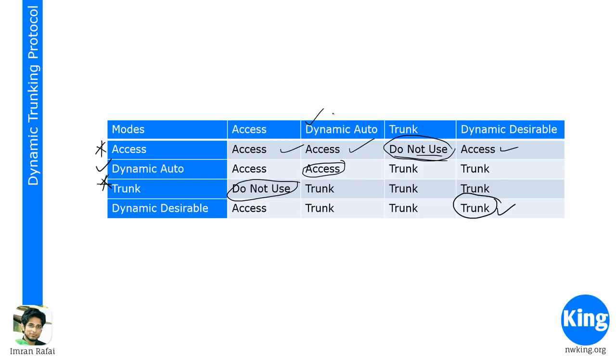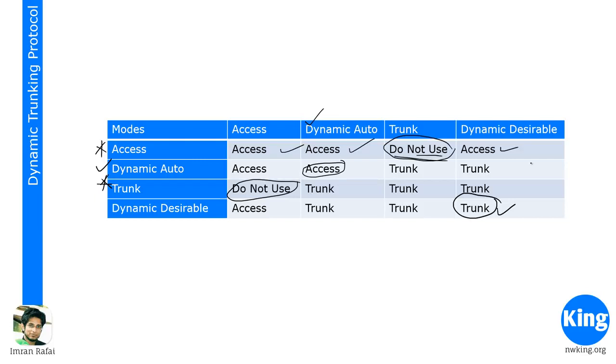But dynamic auto is a state where it waits for somebody else to start the negotiation. So if both of them are in dynamic auto, nobody is going to start the negotiation, and hence it will never form a trunk. But if both of them are in dynamic desirable, both of them will start negotiating a trunk, and obviously it will become a trunk.